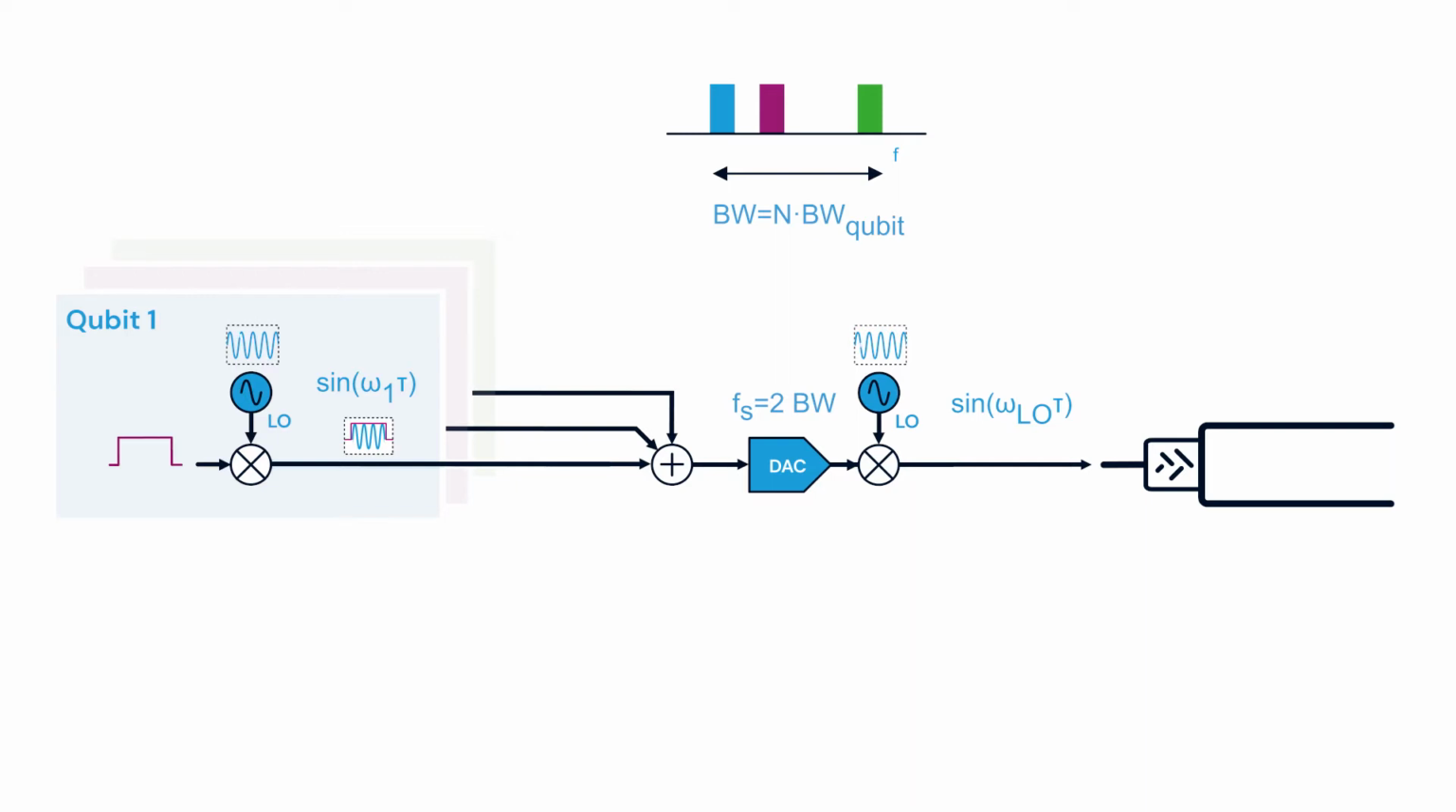If we have 100 qubits, we will then need a total bandwidth of 1 GHz, which means that the DAC has to be sampled at a rate of 2 gigasamples per second. We can conclude that even without considering any spacing between the qubits, we will need a very fast DAC, which gets very close to the limits of today's technology. How can we improve on that?